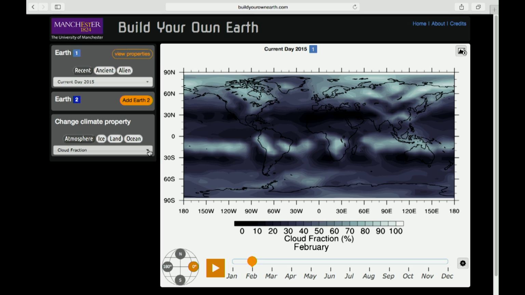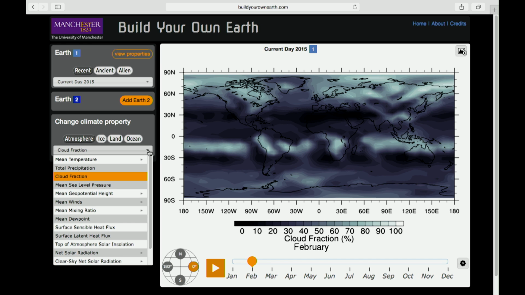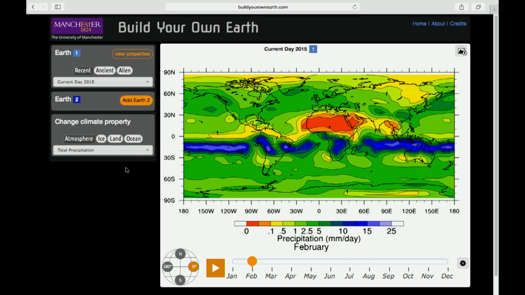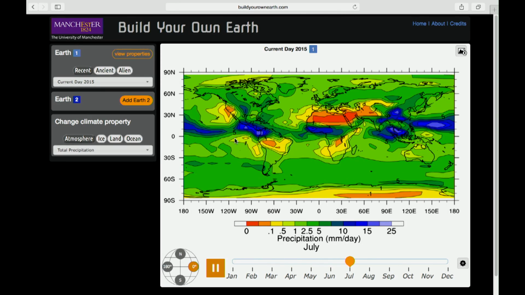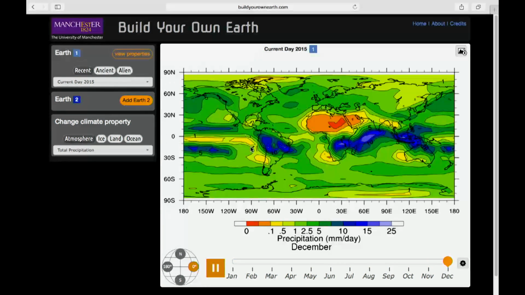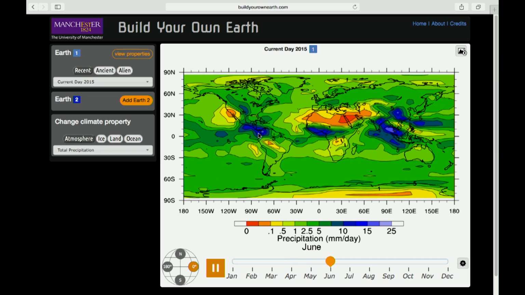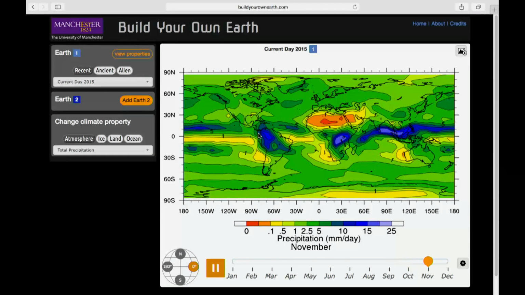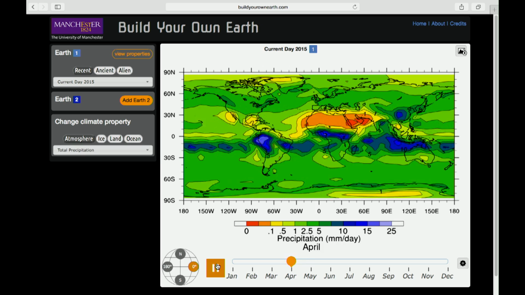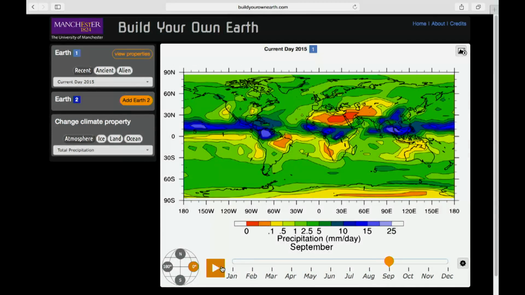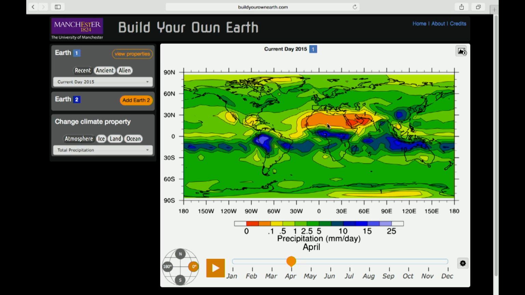These values of high cloud cover are also associated with values of high precipitation. So if we change our climate property to total precipitation, we can see how these are associated with each other. So over the course of the year, you can see that this area of the highest precipitation moves from the south to the north, which is associated with the ITCZ. Areas of very little precipitation over the course of the year include the Saharan Desert and Saudi Arabia, which are present here and here.